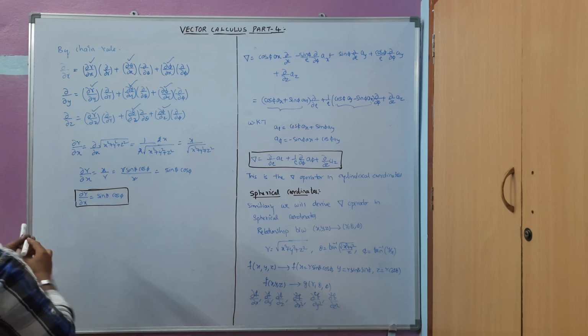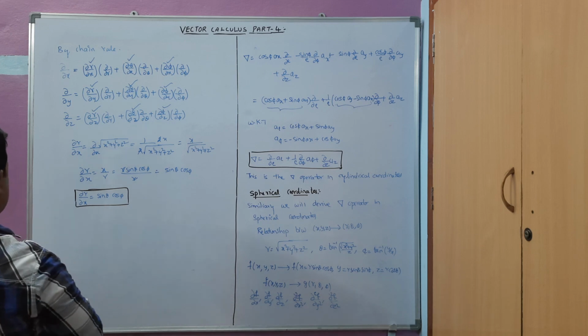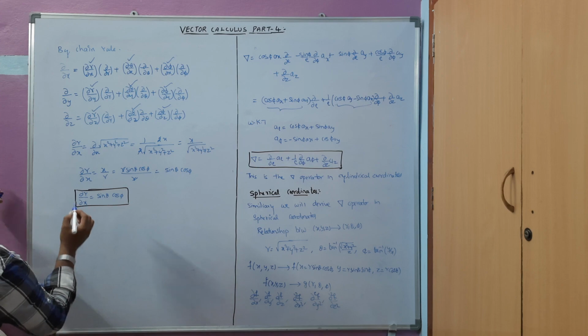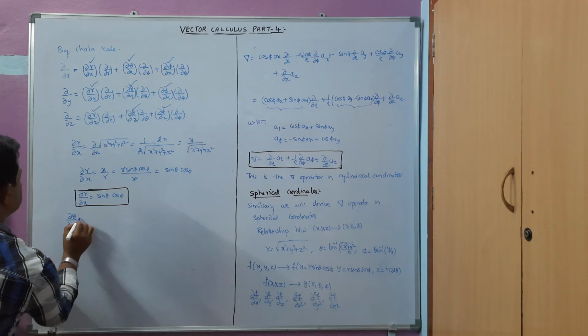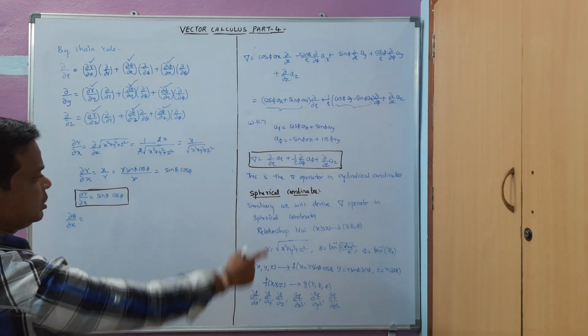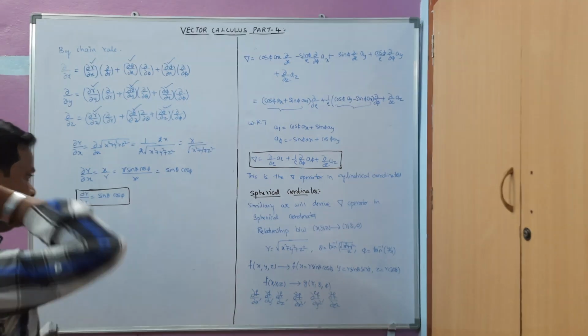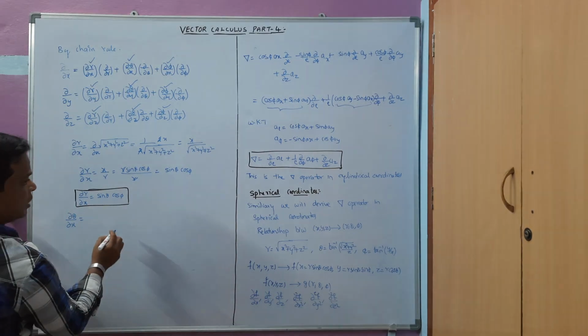Now let us take another one, that is dou theta by dou x. Okay, dou theta by dou x. What is theta here? Theta is equal to tan inverse of square root of x square plus y square by z.